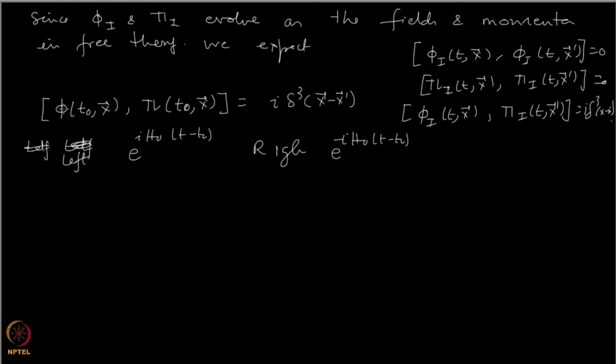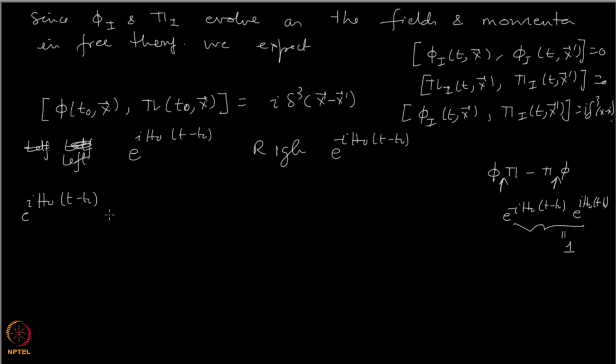So here you have phi times pi minus pi times phi, and in the middle I will insert e to the minus i H naught (t minus t naught) times e to the i H naught (t minus t naught), which is 1. These two factors cancel and give you 1. So I will insert 1 in between. When I do all these things, I get e to the i H naught (t minus t naught), then you get a phi at t naught.